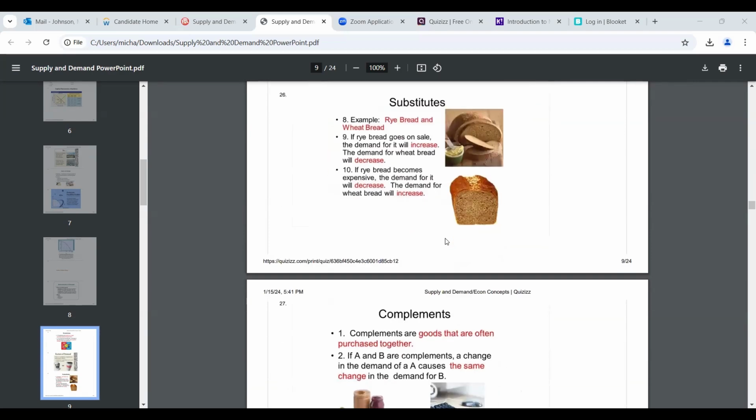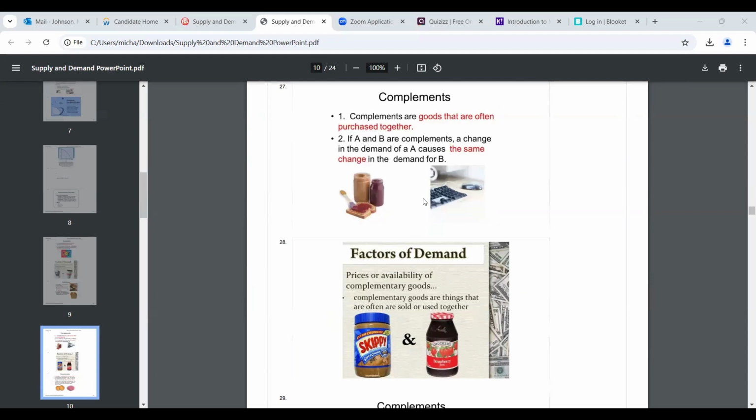Substitutes, example, rye bread and wheat bread. If rye bread goes on sale, the demand for it will increase. The demand for wheat bread will decrease. If rye bread becomes expensive, the demand for it will decrease. The demand for wheat bread will increase. So I'll make a caveat here. So that's correct.